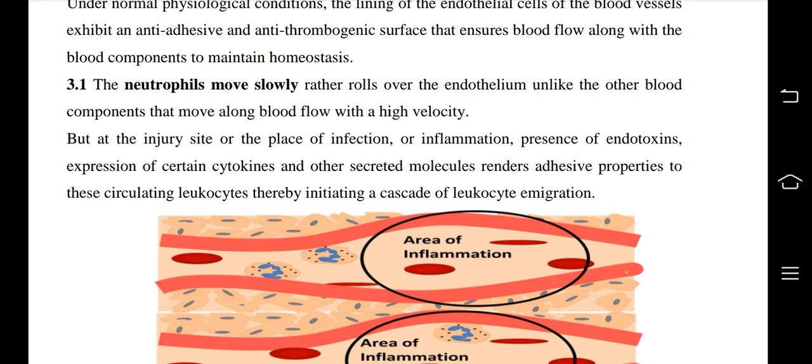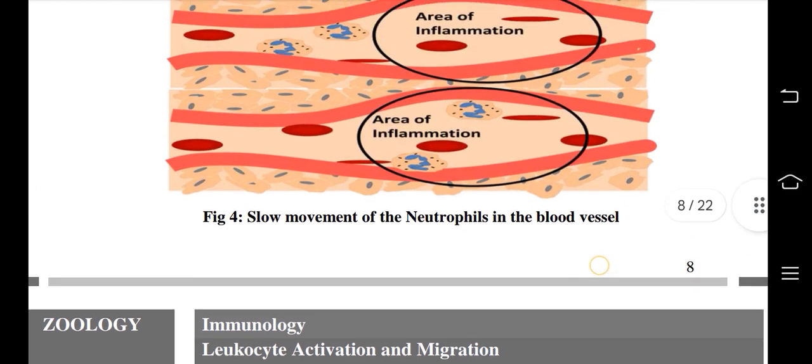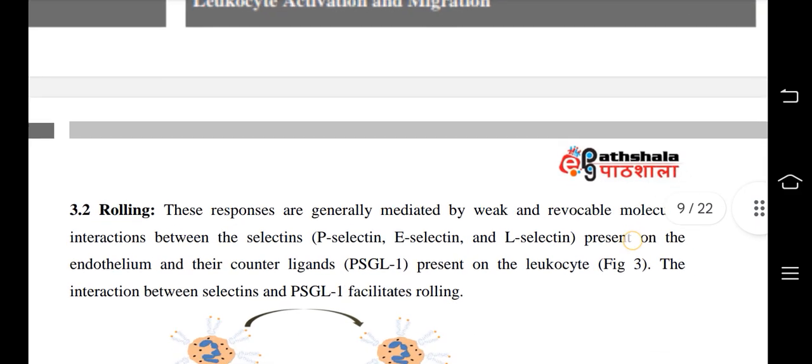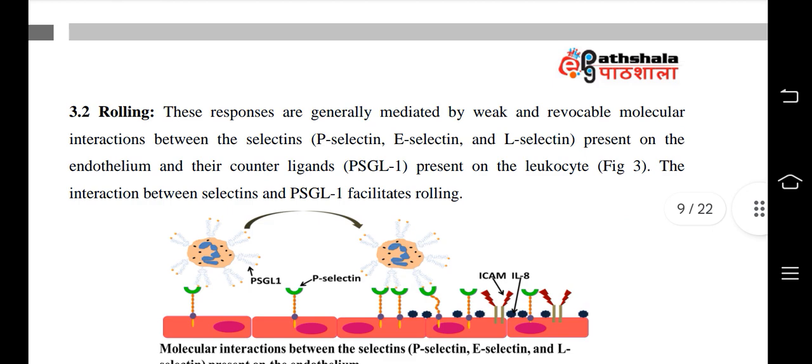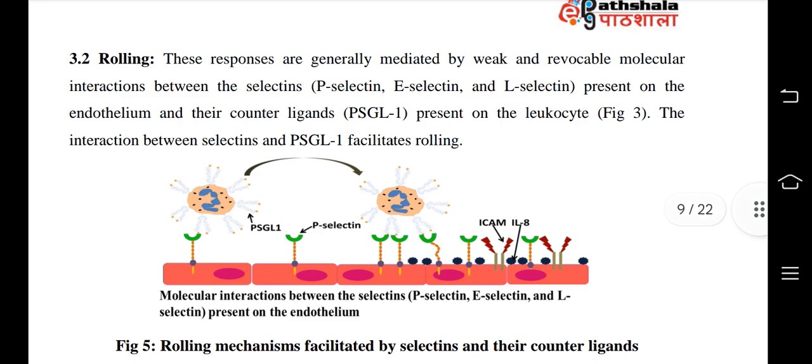Then area of inflammation. Here we could see slow movement of neutrophils in the blood vessel. Then rolling. The responses are generally mediated by weak and revocable molecular interactions between the selectins, P-selectin, E-selectin and L-selectin present on the endothelium and their counter ligands, PSGL1 present on the leukocyte. The interaction between selectins and PSGL1 facilitates rolling. PSGL1, P-selectin, ICAM, IL-8.